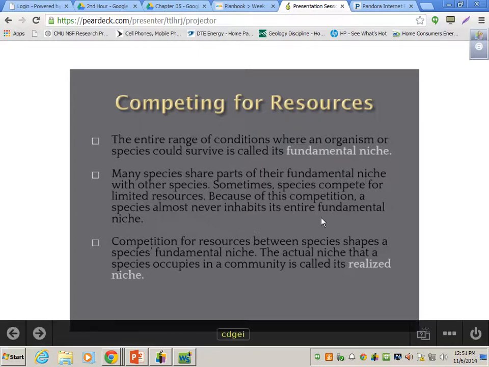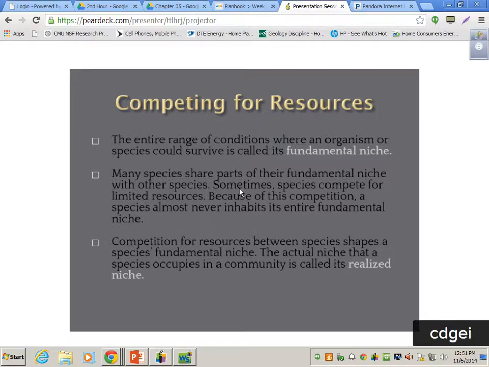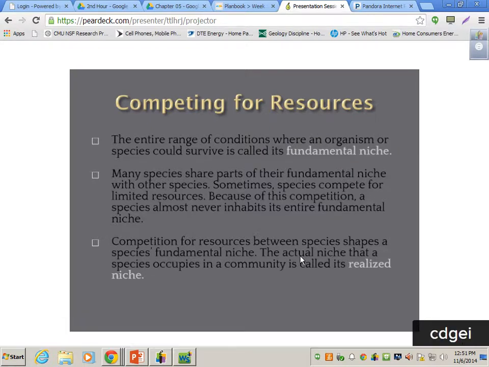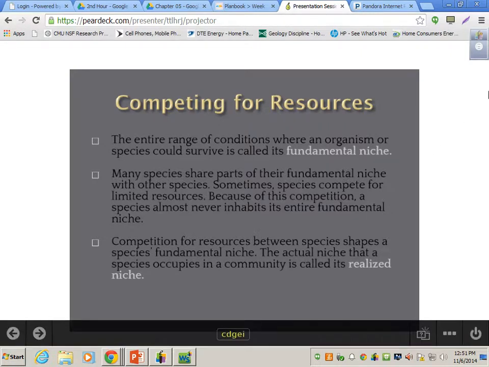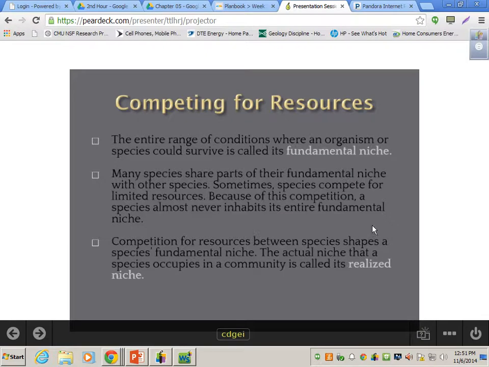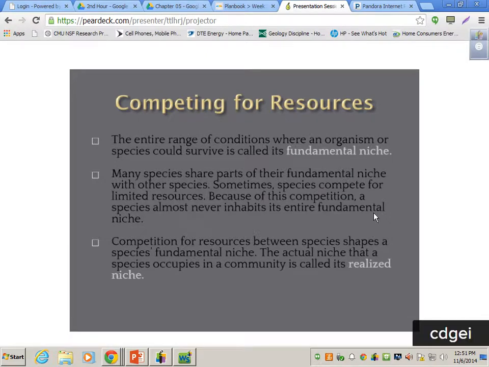So because of this competition inside of these overlapping fundamental niches, you're never going to find more than one species in the same niche. It just doesn't work like that. Okay? So because of this competition, the species almost never inhabits its full fundamental niche unless there's no competition at all. And competition for resources between species shapes a species' fundamental niche, and the actual niche that that species does is called its realized niche.